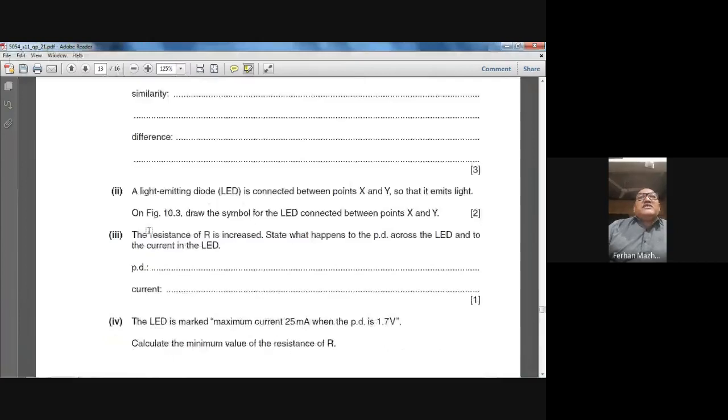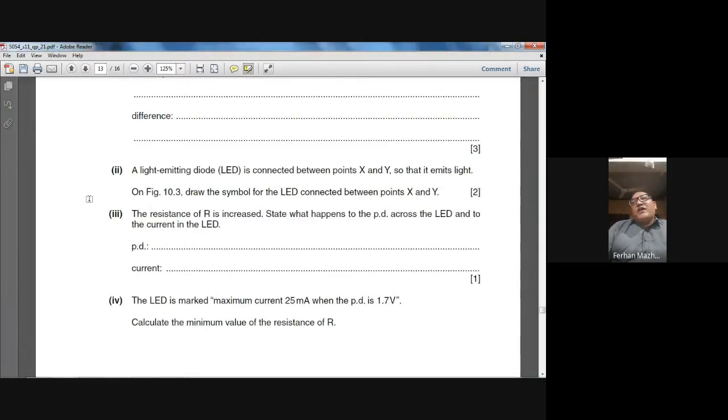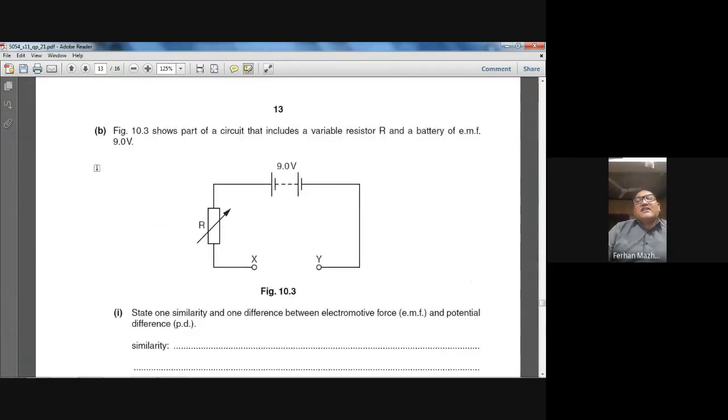A light emitting diode is connected between the points X and Y so that it emits light, on figure 10.3. Draw the symbol of the LED connected between the points X and Y. So you see, this is that circuit, and in this space X and Y, you have to draw an electric symbol for the LED.